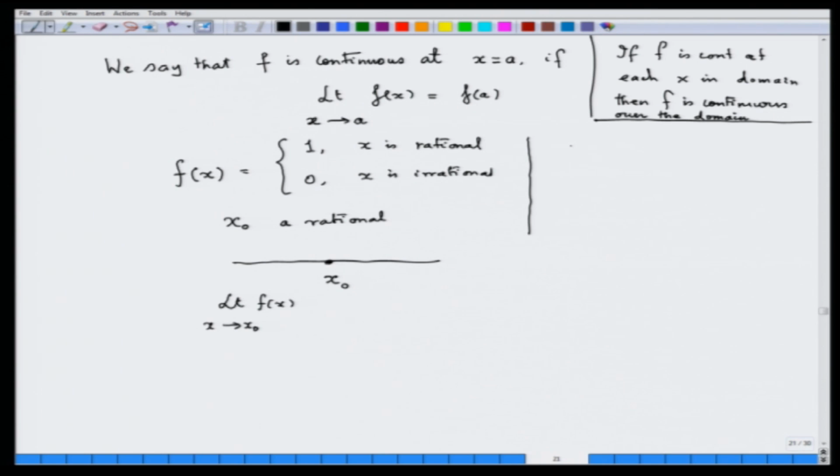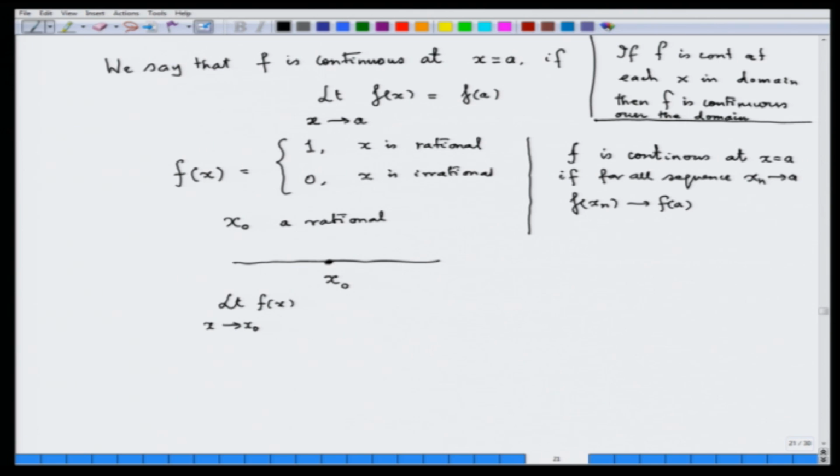It is as follows. We say f is continuous at x equal to a, if for all sequences xn converging to a, f of xn must converge to f of a. Then it is continuous. If this is not happening, then it is not continuous. So, this idea would be used to understand this problem.